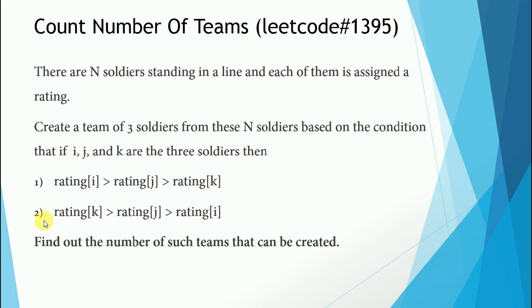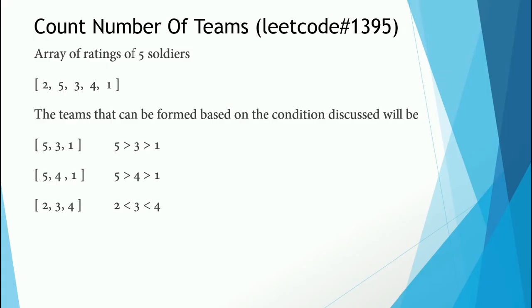The final ask of this problem is to find out how many such teams can be created based on the condition given above. As an example, if you have the array of ratings of 5 soldiers as this over here, then the teams which can be formed are 5 3 1, 5 4 1 and 2 3 4. You can check that each of these teams is satisfying the condition.